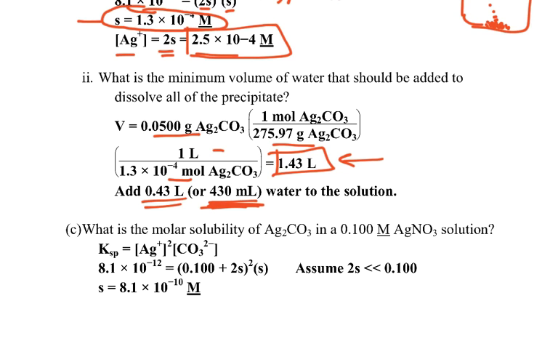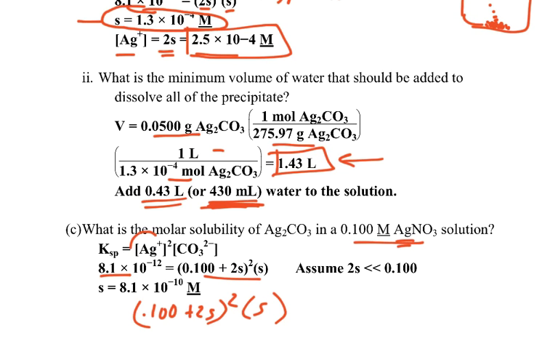Now, what's the molar solubility of silver carbonate in a 0.1 molar solution of silver nitrate? So this is a common ion effect problem. We're going to have silver in common. So instead of the idea that Ksp equals 2S squared times S, we have an initial value of silver, okay, because of the silver nitrate solution. So what we end up with is we have our Ksp is equal to 0.1 molar plus 2S, and that quantity squared times S. And that's what's written here in the second step.